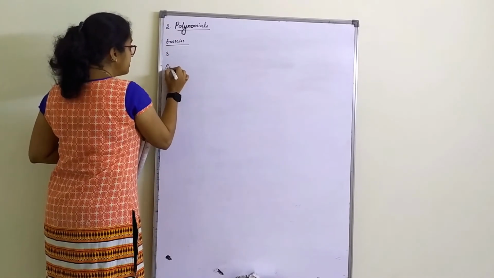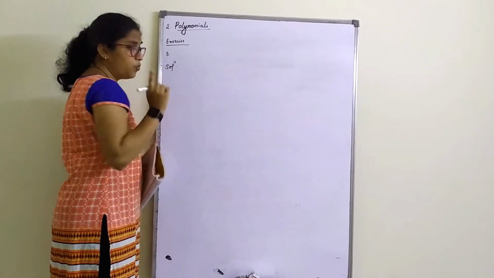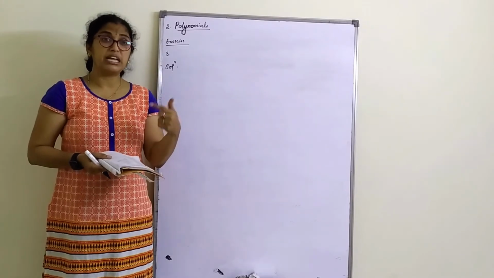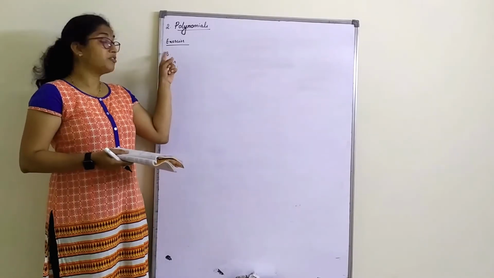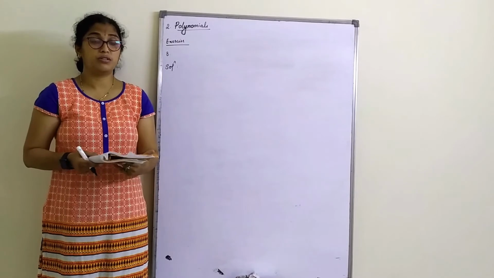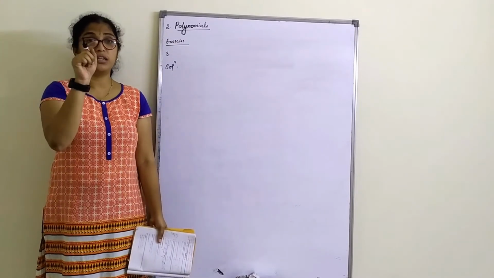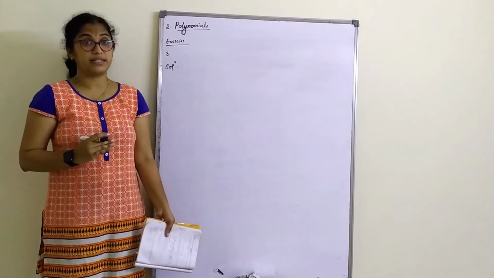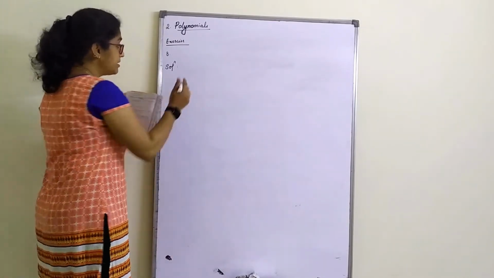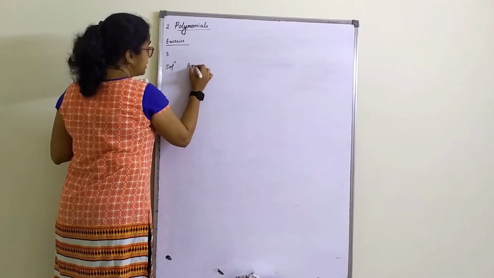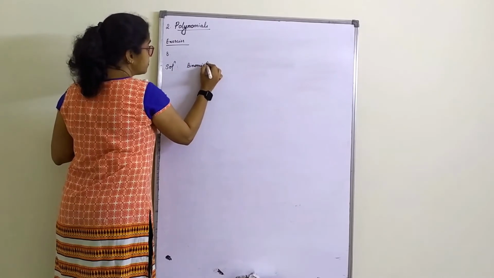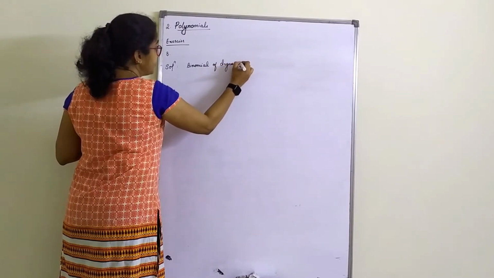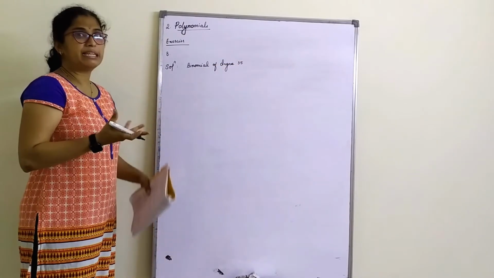Third one, I'll directly go with the solution. One most important thing is, everybody should write the question and then the solution. Please do not write third one and start with the solution. There should be a question mentioned in your book along with the solution for each and every exercise. So third one, what they have asked, a binomial of degree 35, right? We need to write a binomial.